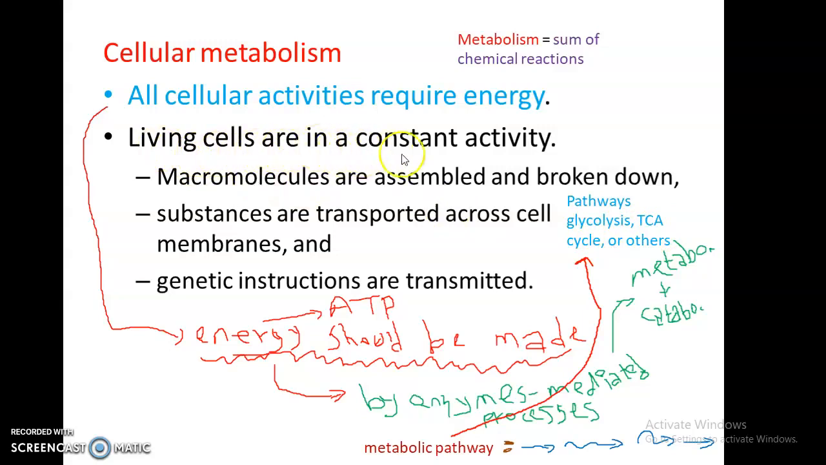Living cells are in constant activity. For example, macromolecules are assembled and broken down. These macromolecules are assembled from smaller molecules, and when required, they will be broken down. Substances are transported across cell membranes. Genetic instructions are transmitted. These are always there. They are constant activities and they need energy. Therefore, energy should be made.